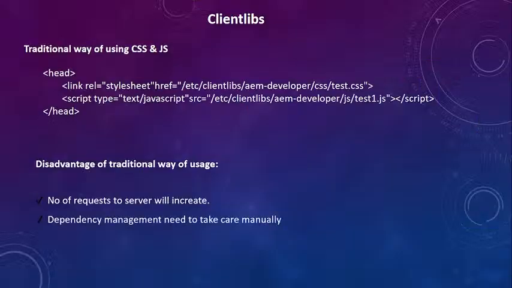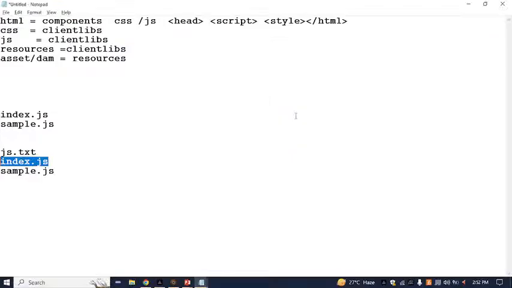Dependency management we have to take care of manually. Consider here I have two files, index.js and sample.js. Inside index.js I'm using let a is equal to 10. Now inside sample.js, simply console.log, and here this is the a I'm printing. This a I haven't defined directly, I'm using it inside sample.js. That means sample.js is dependent on index.js.